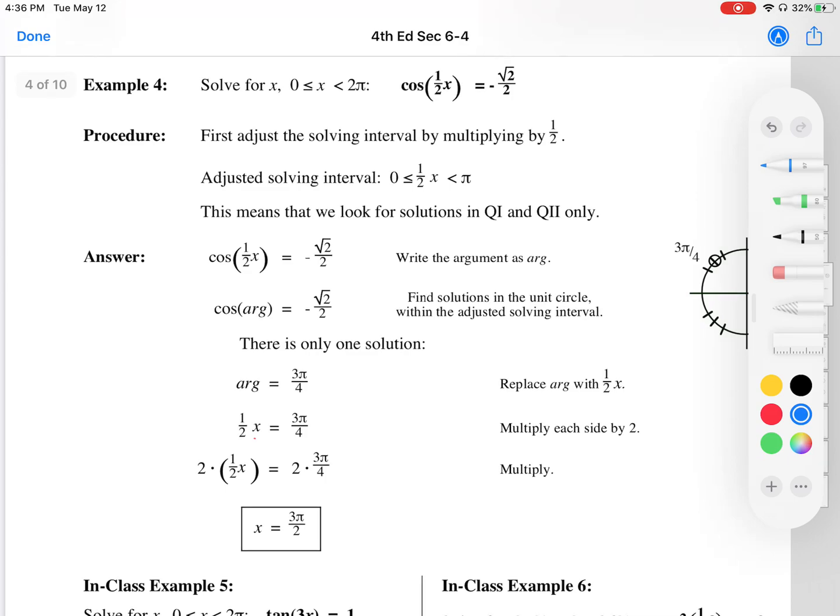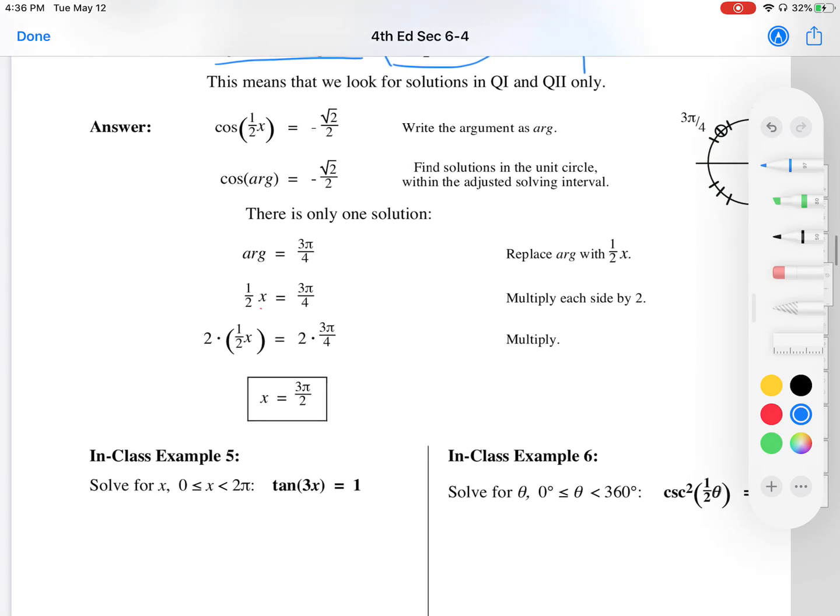All right, cosine. We have here an argument where it's not 2 theta or 2 something. Here is where you're forced to use that argument. So here we have cosine of 1/2 x equals negative square root 2 over 2. We have to change our interval so that x matches here, right? We have 1/2 x. So let's go ahead and multiply it by 1/2 or divide by 2. Has the same effect. And so our new adjusted interval is from 0 to pi. So if you have your unit circle, that just means quadrants 1 and 2.